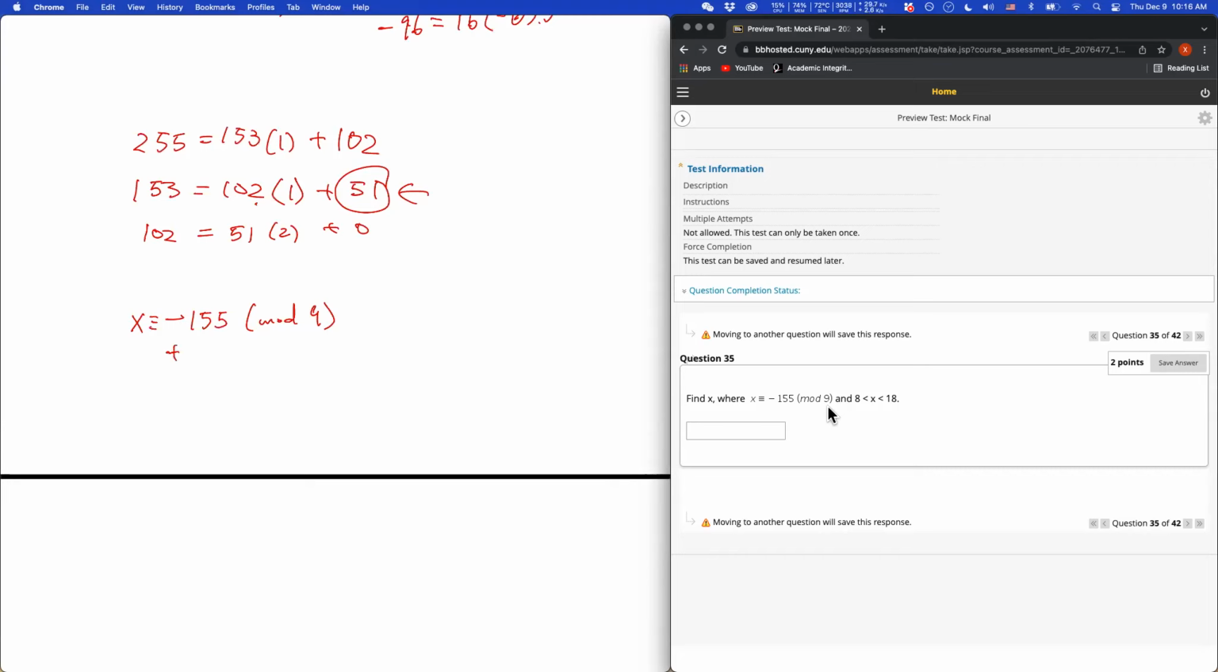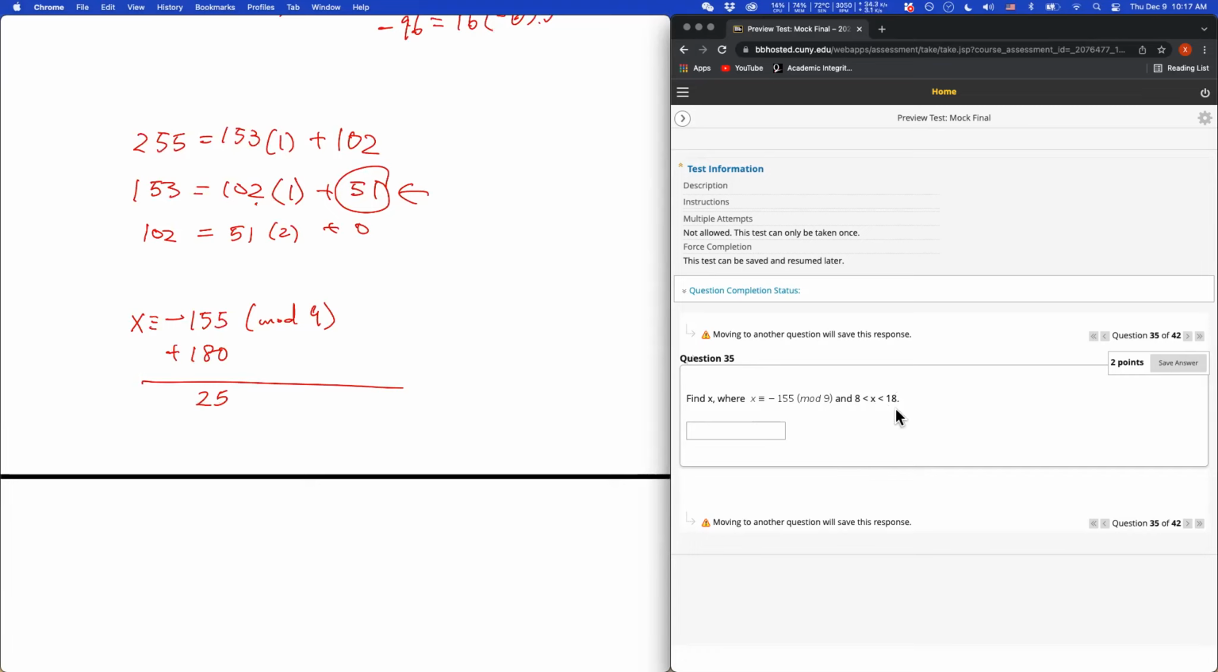Well, let's add 180. If you add 180, right, 180 is 9 times 20, so that would be a multiple of 9. So if you add 180, you will get 25. Now 25 exceeds our range, right? We want to find a number between 0 and 18.